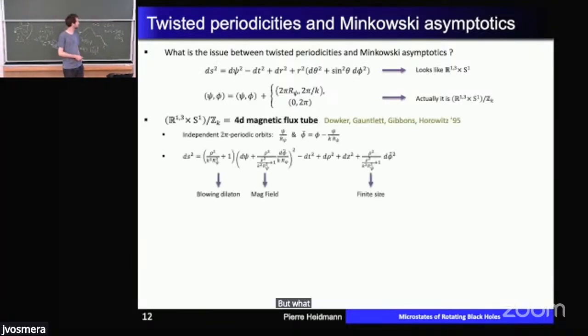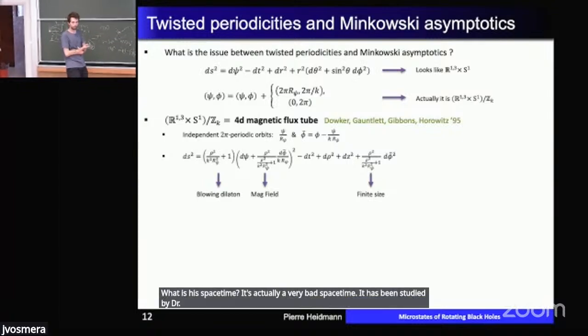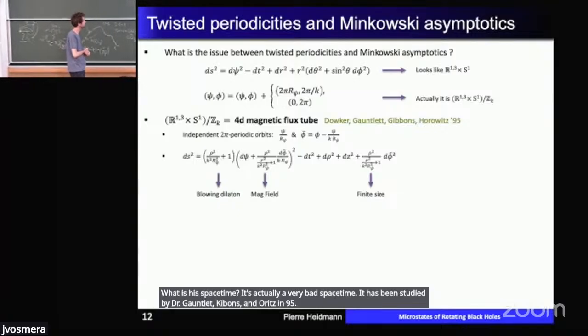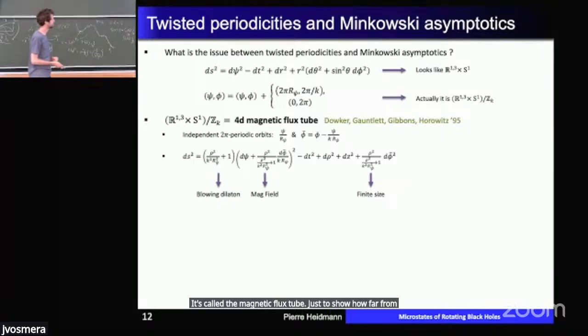What is this space-time? It's actually a very bad space-time. It has been studied by Dowker, Gauntlett, Gibbons, and Horowitz in 95. And it's called the magnetic flux tube. But just to show how far from flat space it is, we can just describe it.